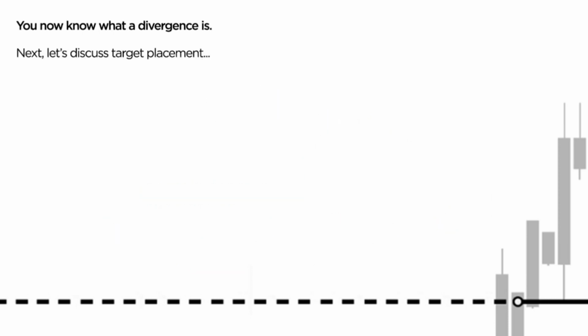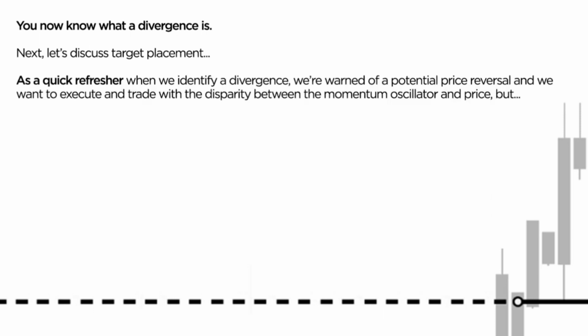So now that you know what a divergence actually is, before we touch on the rules that will allow you to begin trading these, we need to discuss target placement. So as a quick refresher, when we identify a divergence, we're warned of a potential price reversal, and we want to execute and trade with the disparity between the momentum oscillator and price.